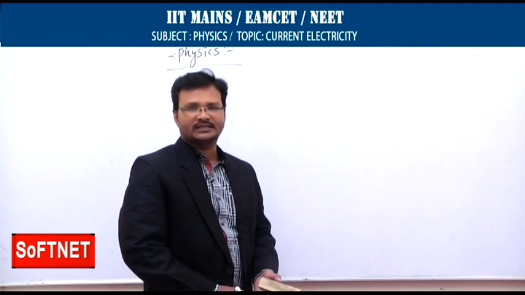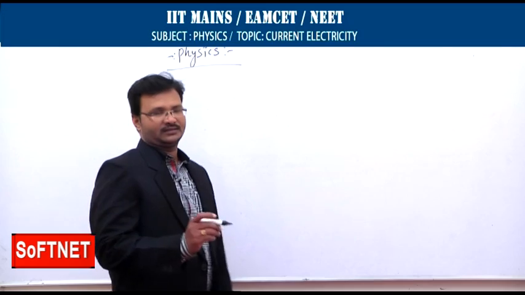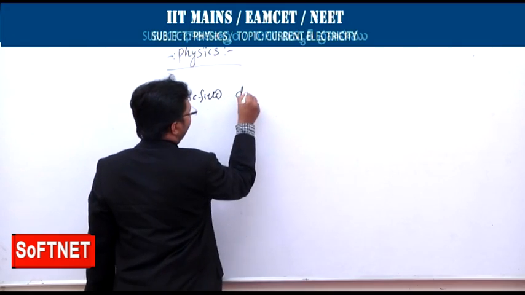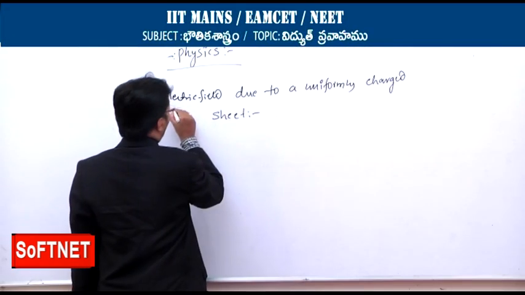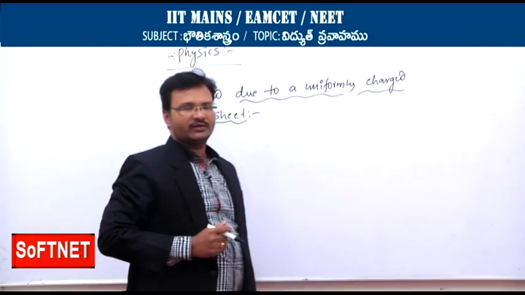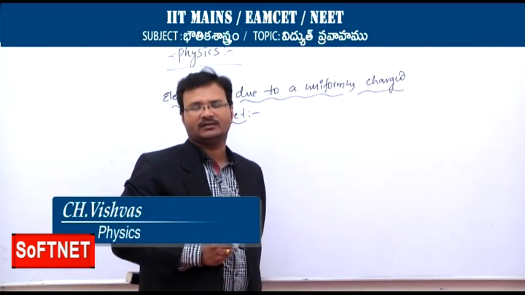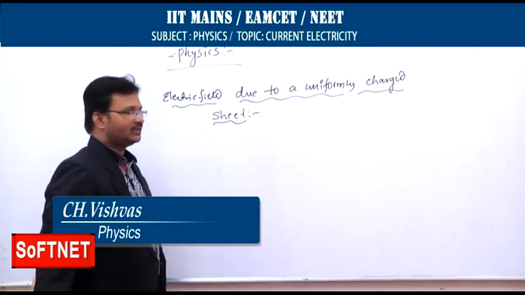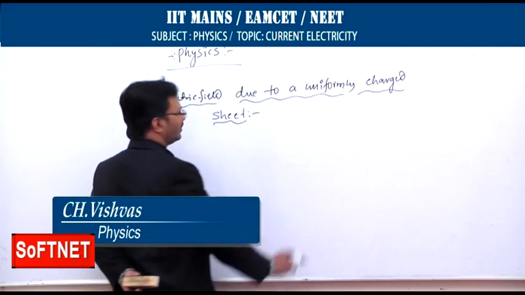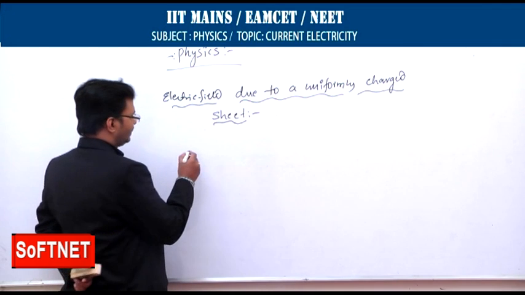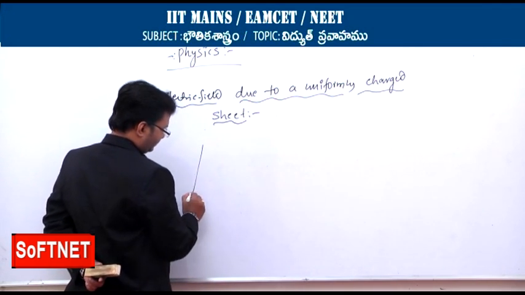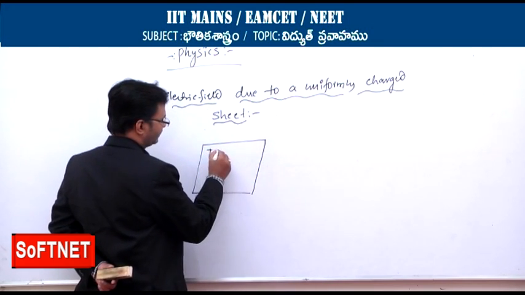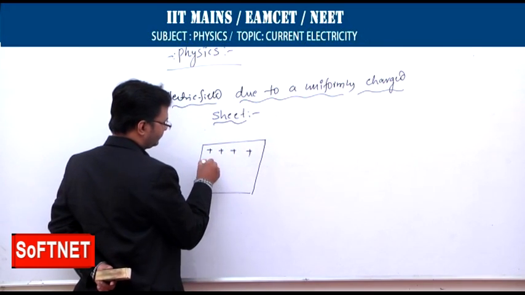Now we are going to discuss the second application of Gauss law, that is, the electric field due to a uniformly charged sheet. Last class we completed the first application of Gauss law. Next, the second application is the electric field due to a uniformly charged sheet. For that, consider a uniformly charged infinite sheet.